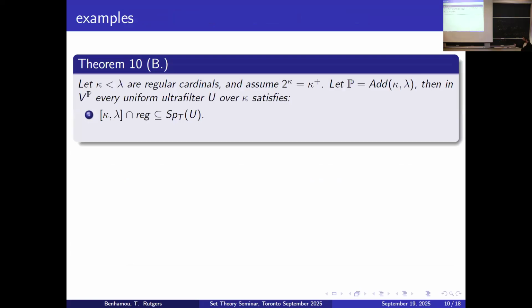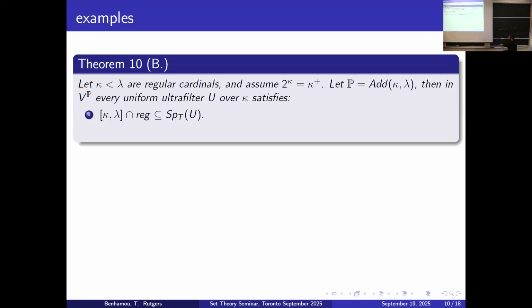Okay, anyway, some examples for that. The question is how can the spectrum and the Tukey spectrum of an ultrafilter look like? There is a reason we're interested in it, because, as we said at the beginning, it's a way of measuring how complicated the cofinal type of an ultrafilter is. The more elements there are in the spectrum, the more complicated the ultrafilter is.